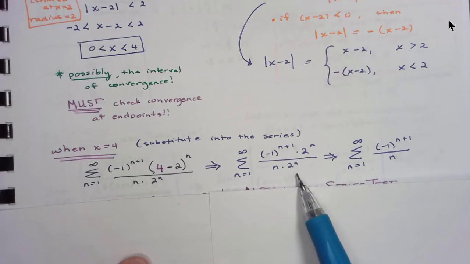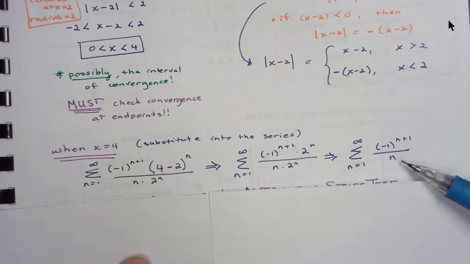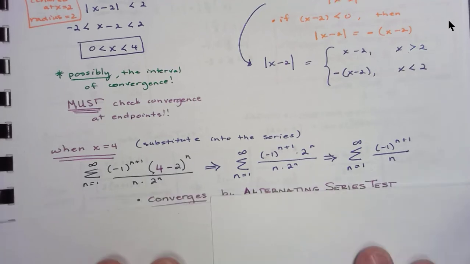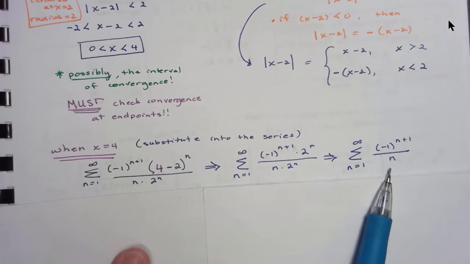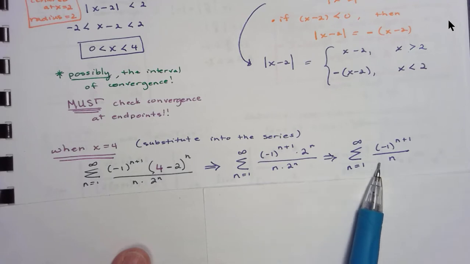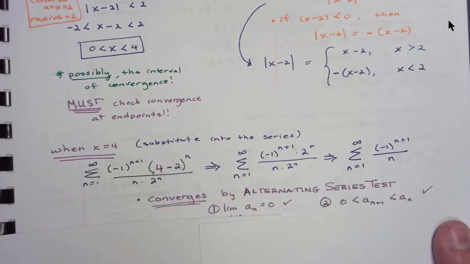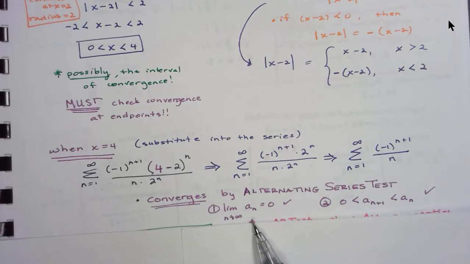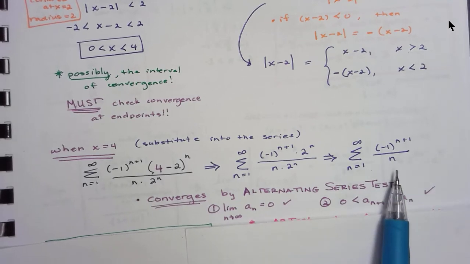The 2 to the n's cancel, and that leaves us the series as n goes from 1 to infinity of negative 1 to the n plus 1 over n. Now, what do we know about that? That is an alternating series that converges by the alternating series test. We know that 1 over n, a sub n, is positive. The limit of a sub n is 0, and the n plus 1th term, which is positive, is less than the nth term. So this series converges.